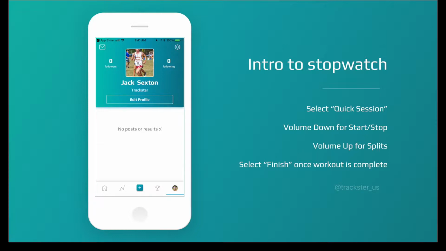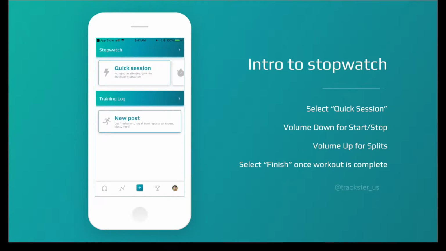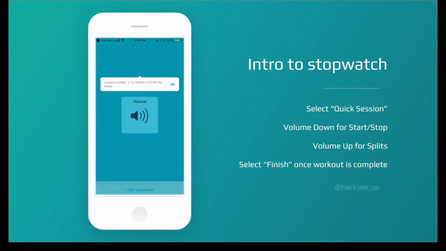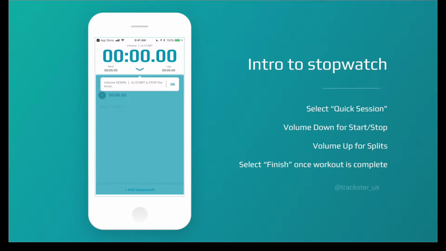Now we're going to walk you through how to use our core feature, the stopwatch. To get to the stopwatch, we're going to click on the plus button in the center toolbar. As you can see, there are a couple options on this page. For today's video, we're going to focus on quick session. So we're going to tap quick session, and we're going to go into the stopwatch view.